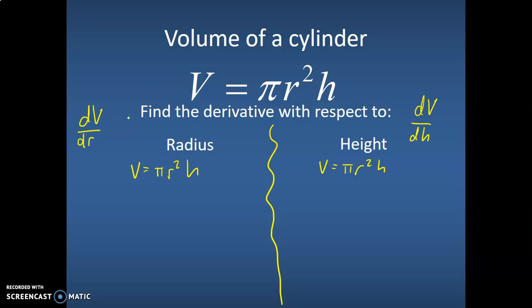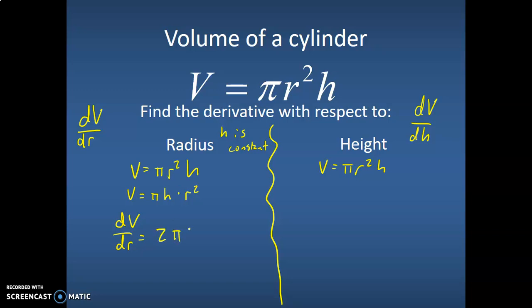So for the first problem, I'm going to say the derivative of the volume with respect to the radius. In this case, h is going to be a constant. We're going to assume that the height is not changing. So I can basically just rewrite this as pi h times r squared. And then when I take the derivative with respect to the radius, I'll take the derivative here, move the exponent in front, and drop it by 1.